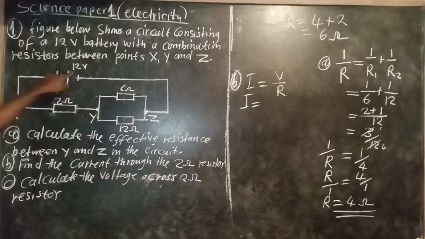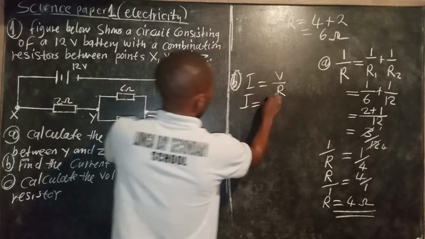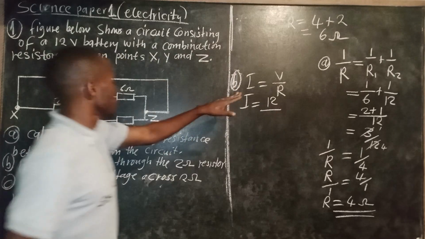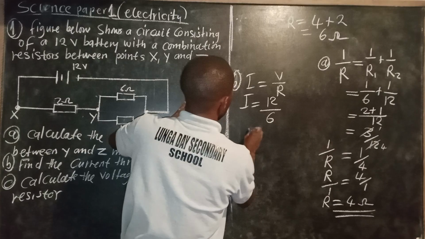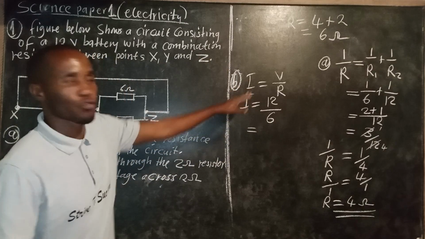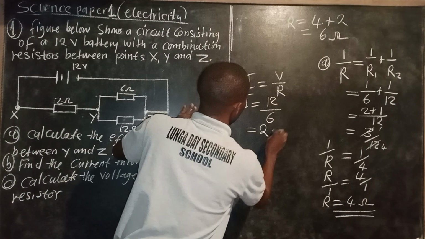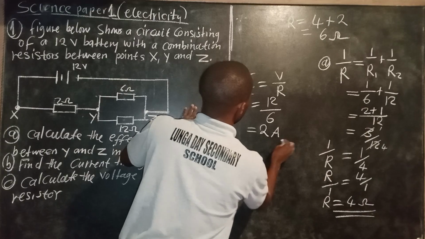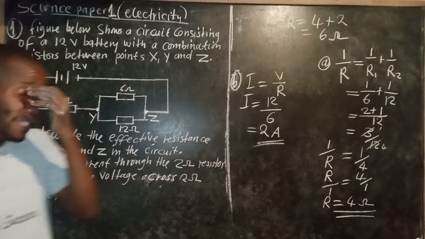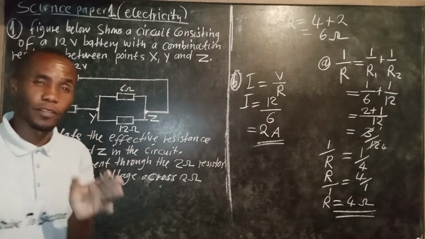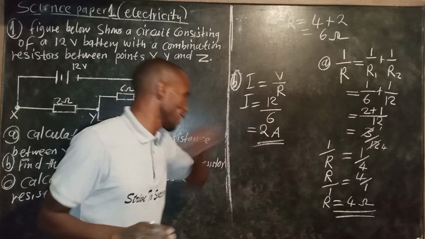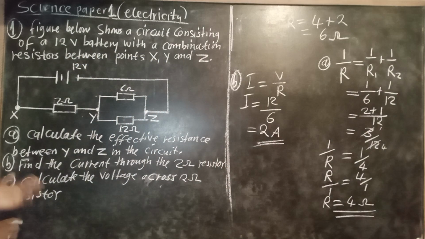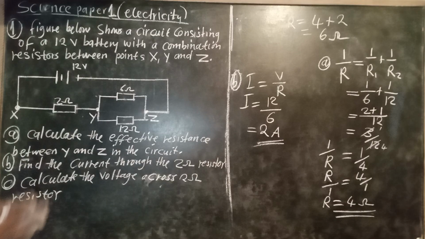So from there now we say current is equal to voltage. Are we given? Yes, it's there. So what? 12. So we say 12 over resistance 6. Okay, 6. Then from there you say 6 into 12, you are going to have 2 A. So current is measured in ampere, which is represented by the letter A, ampere. That is current. So 2 A. Okay, we have answered question B, and that is also 2 marks.